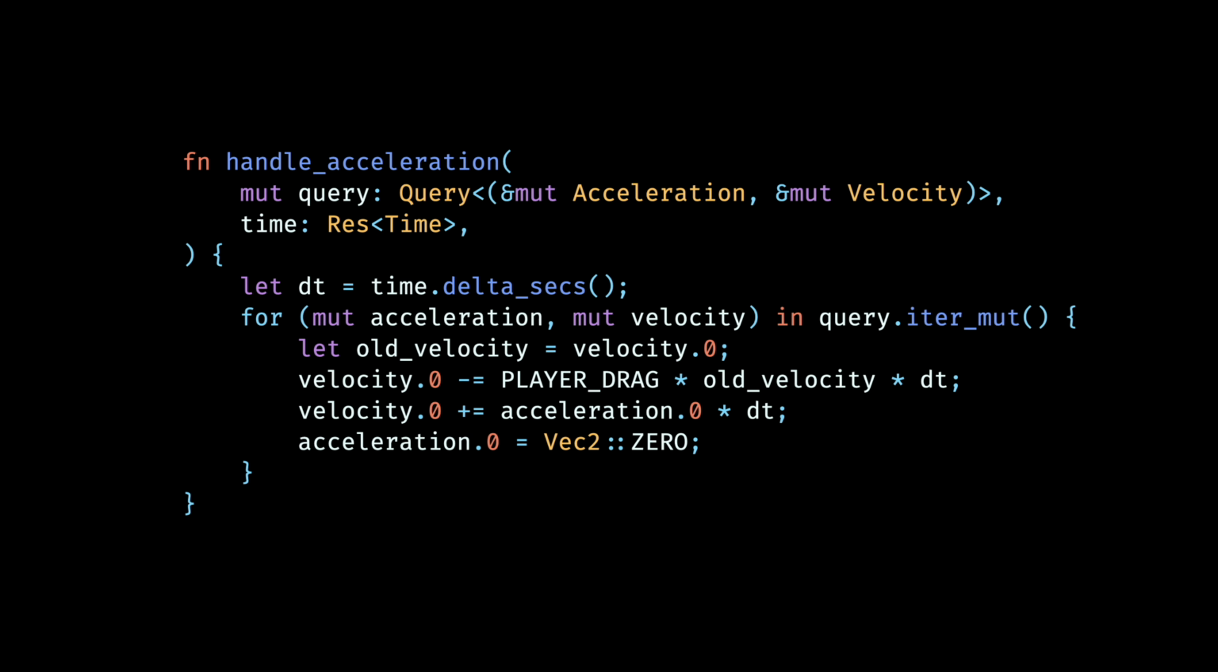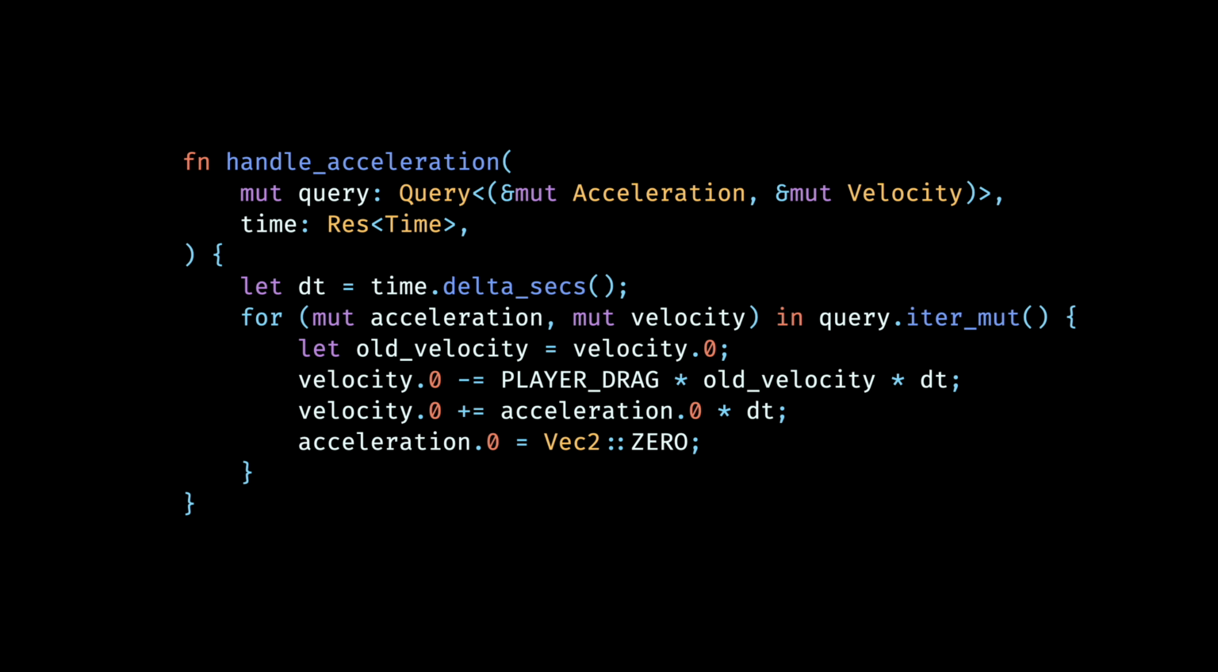Then we define a handle acceleration system where we query for all entities with an acceleration and a velocity component. First, we reduce the player velocity by applying a drag force in the direction opposite to the velocity. The drag force is used to make sure that we have a natural cap on our maximum velocity. In actual space, in complete vacuum, there is no air drag, of course, so we can assume that our drag force here is due to some thrusters that are installed in our player ship to provide a constant drag in the opposite direction of motion.